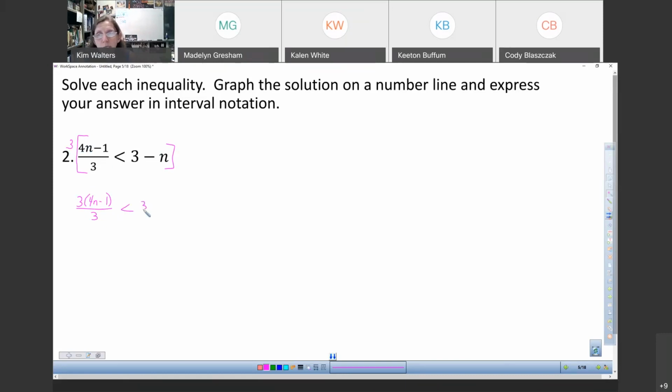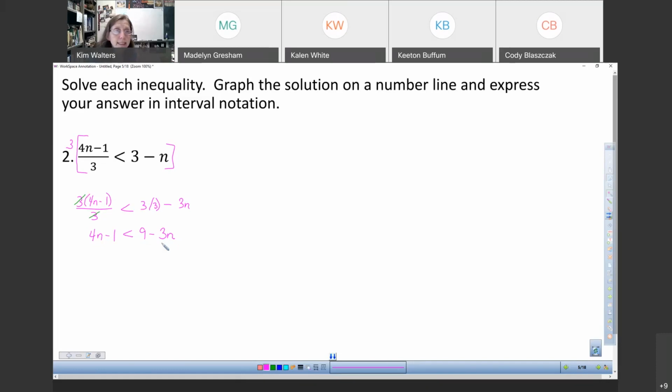And so I have 3 times 3 and then minus, and I'm going to have 3 times n. So I'm literally multiplying it times each piece. And then I'm going to simplify it. So when I simplify this, the 3's divide out here. And so it's going to leave me with 4n minus 1 is less than 9 minus 3n. And so now I'm to the point I can solve this. So I've simplified it and I can solve it now. I'm going to solve it just like I did before.